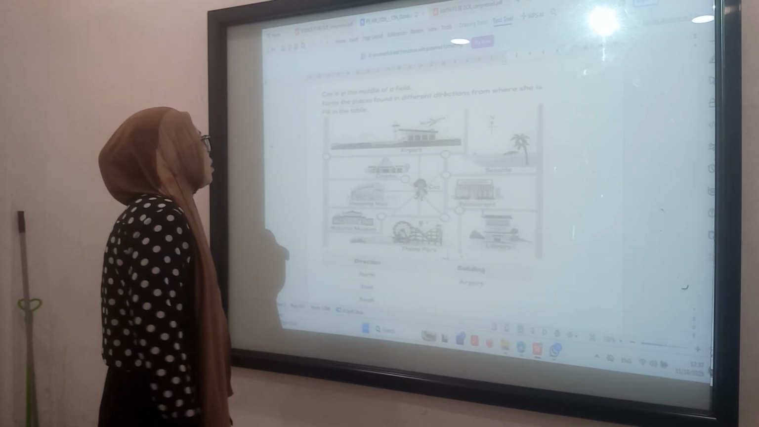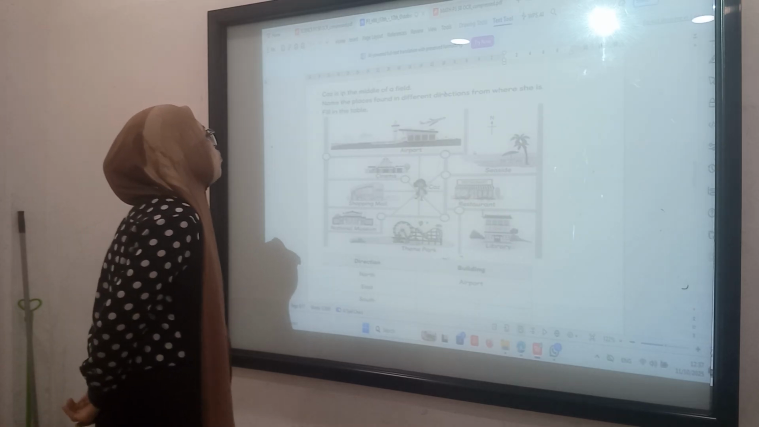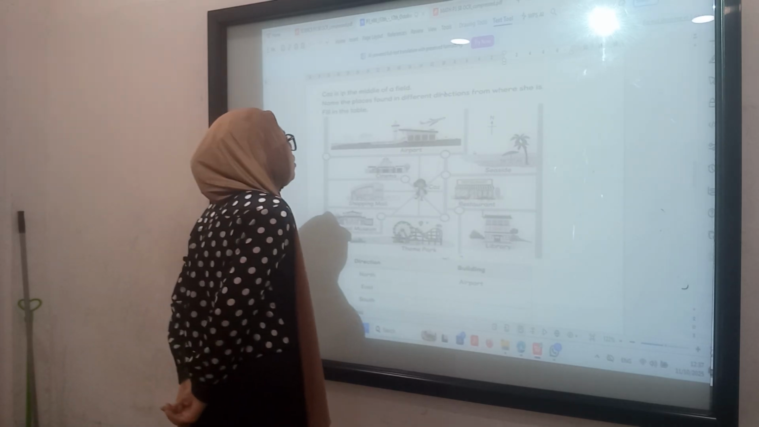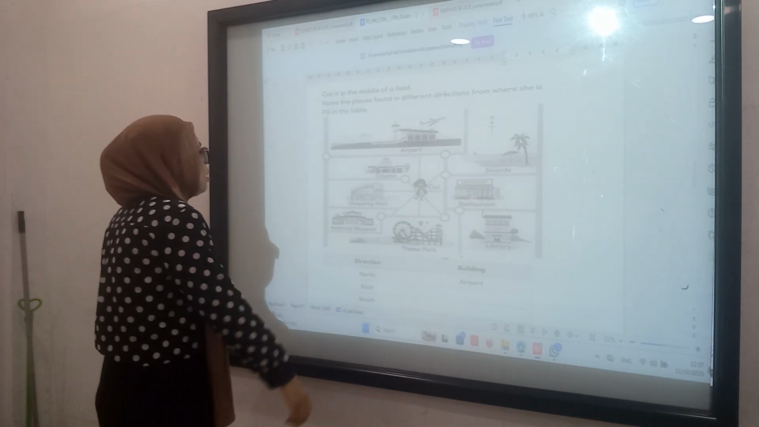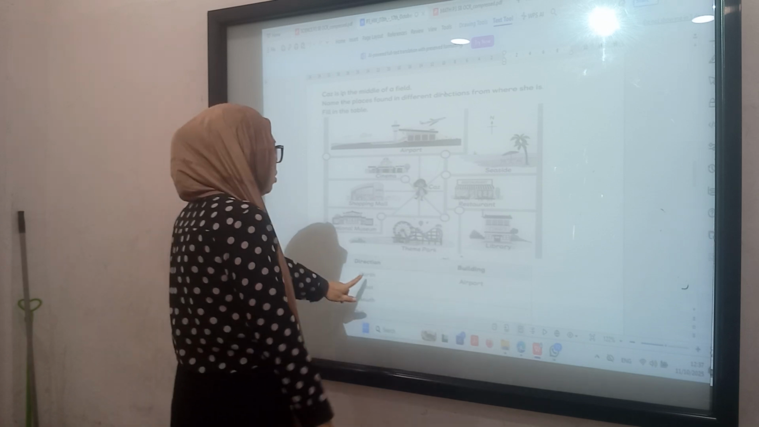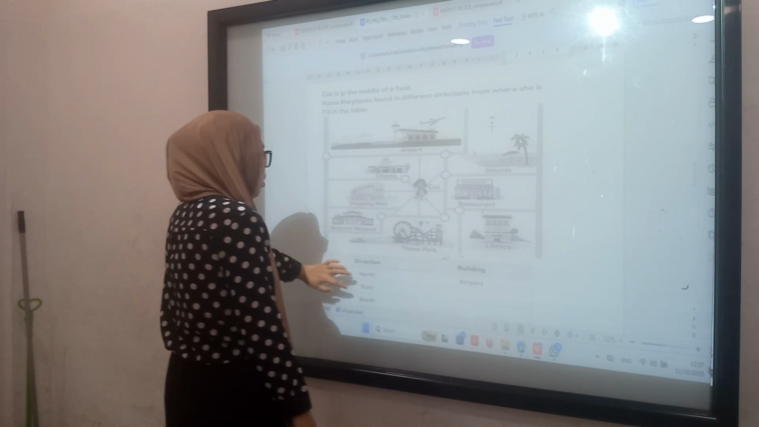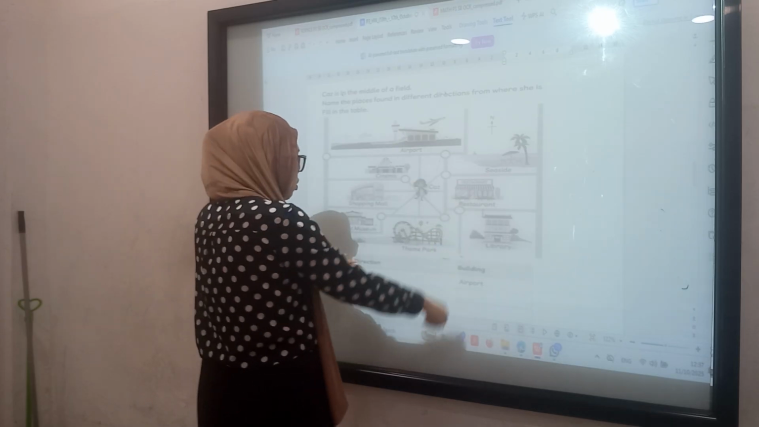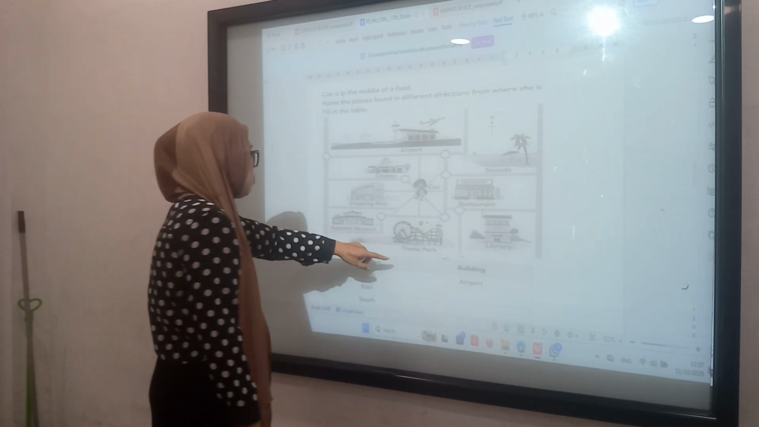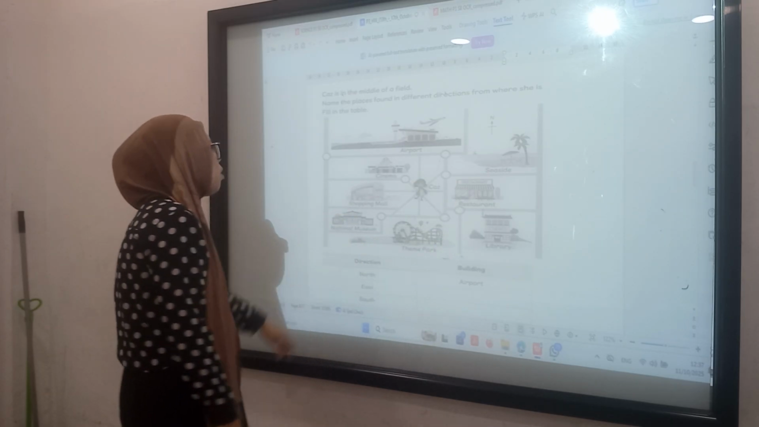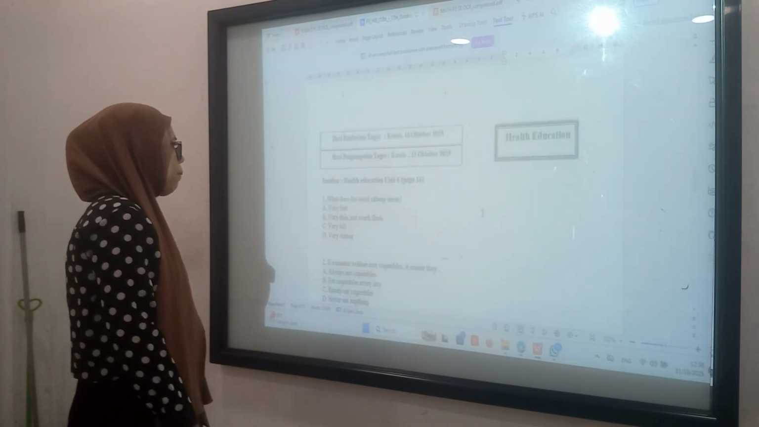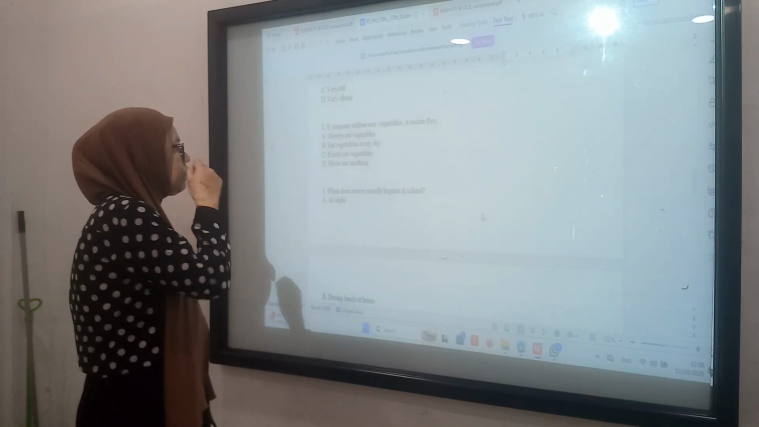Okay. This one. Okay, this is Cass. She is in the middle of the field and the places are in different directions from where she is. So from the north, the building is the airport. From the east, the building is the restaurant. From the south, the building is the theme park, and from the west is the shopping mall. Okay. Now we move to science.